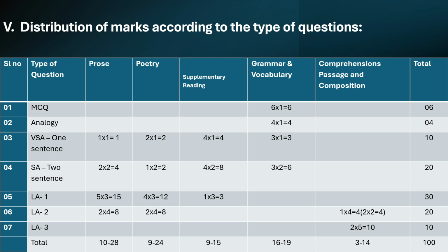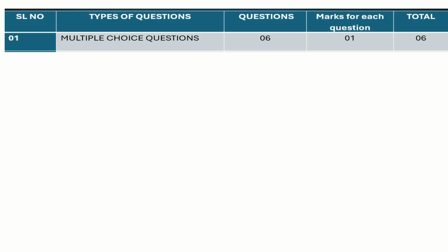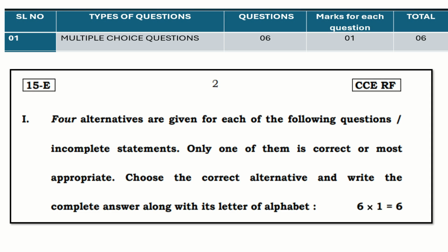So students, this is something which is very important for students to understand, and it makes your preparation for the examinations much easier. Moving on ahead, I'll show you how the multiple choice questions will be. This screenshot I have taken from the question paper. It says 15E CCRF. This is the first one, that is multiple choice question. You will have 6 questions where you can score 1 mark each. This is the kind of question you will be looking into.